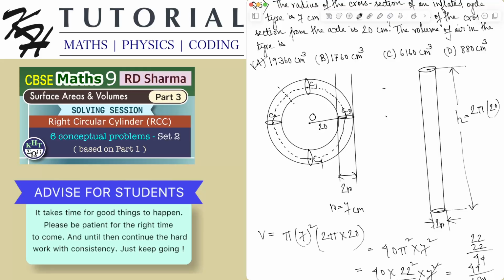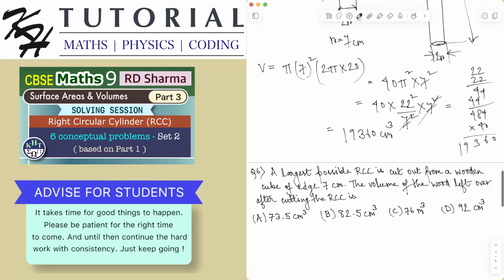This is a very conceptual problem. You must definitely solve this problem and understand the concept. How we are visualizing an inflated tire of a bicycle as an RCC: the radius of the cross section of the tire will be equal to the radius of the RCC, and the height of the RCC will be equal to the circumference of a circle whose radius is equal to the distance of the center of the cross section of the tire from the axle point. So that is all for 6.